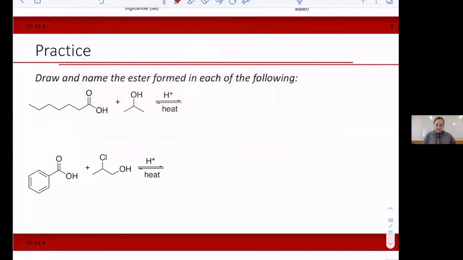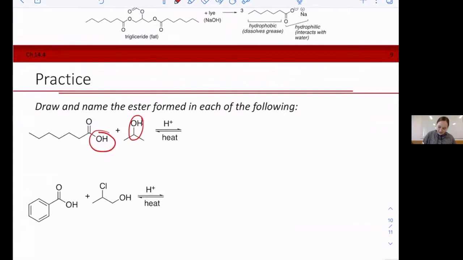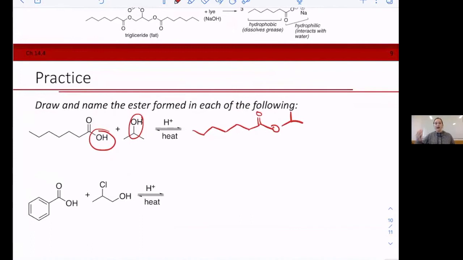Let's do red. Okay, so the ester formed in each of the following. We're doing an esterification reaction, so we're going to flip-flop the oxygen portions of each of these. The alcohol and the OH flip-flop places. So we have our long carbon chain, and then this is where we're going to swap. Now the alcohol is attached to where the carboxylic acid was, and then we have plus water.